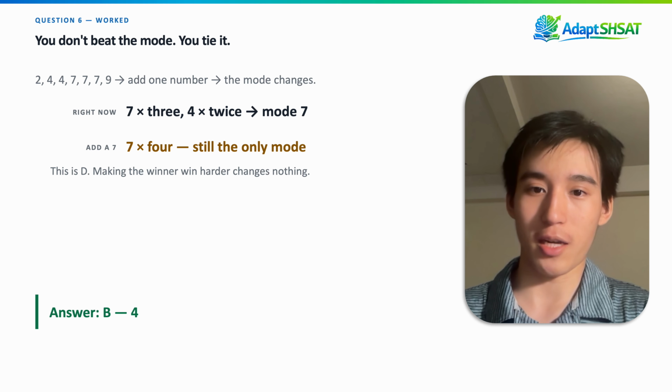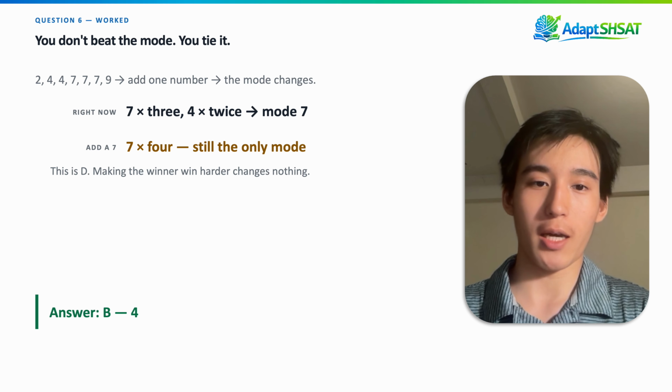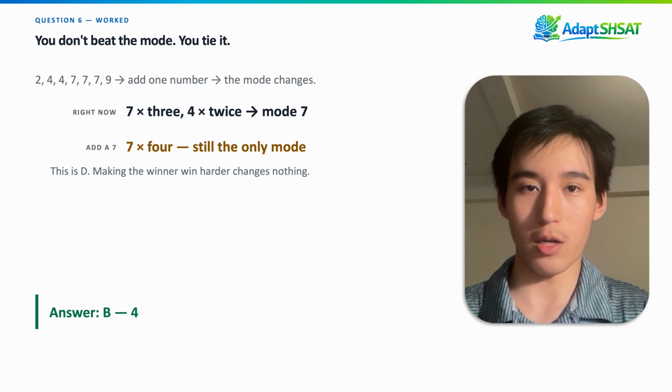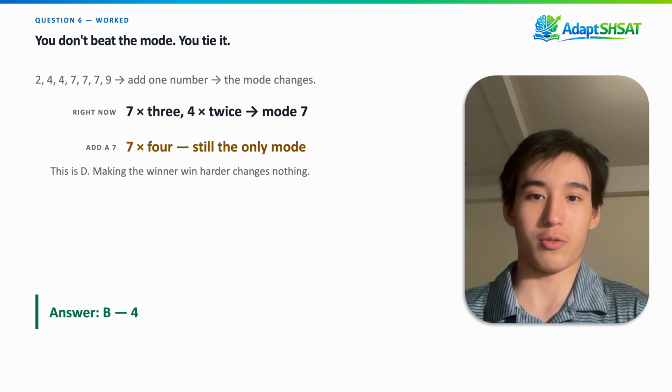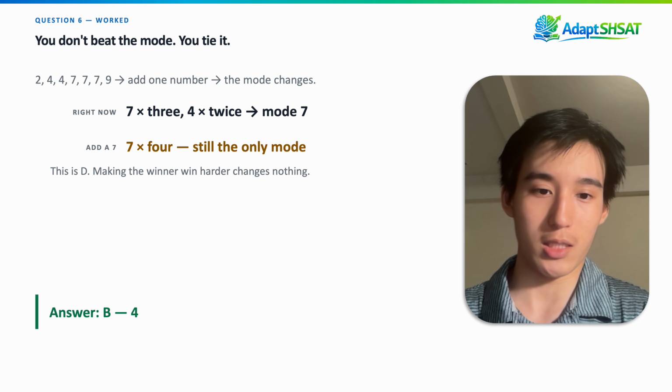Now once we add another 7, the 7 appears 4 times. So did the mode change? No, because it's still 7. So that means making the winner win harder doesn't actually change who won, and that's D. And that's what most people pick is D.